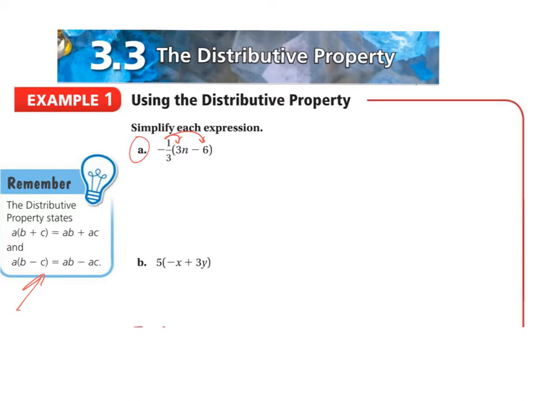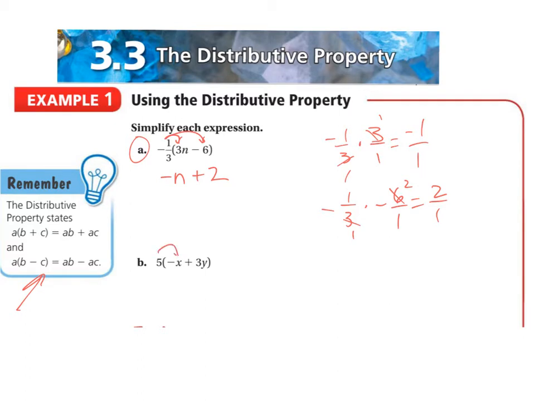So negative 1/3 times 3/1, right? These are going to cancel, and I end up with negative 1/1, or negative 1, which we just call negative n. I have negative 1/3 times negative 6/1. Okay, so two negatives make a positive in multiplication. I can cancel these out, and I end up with 2/1, or 2.